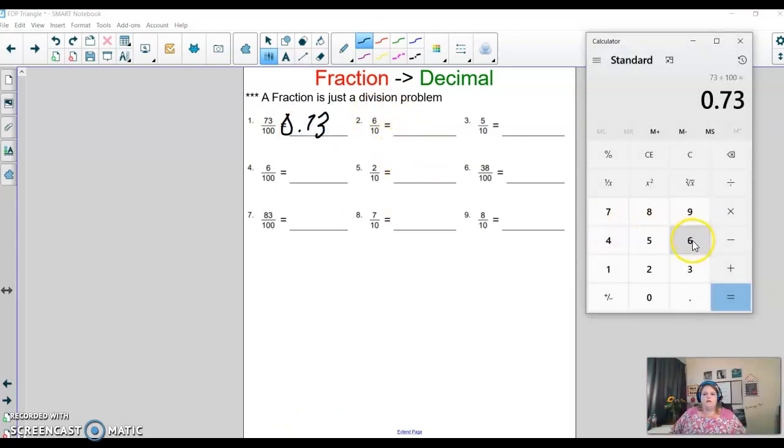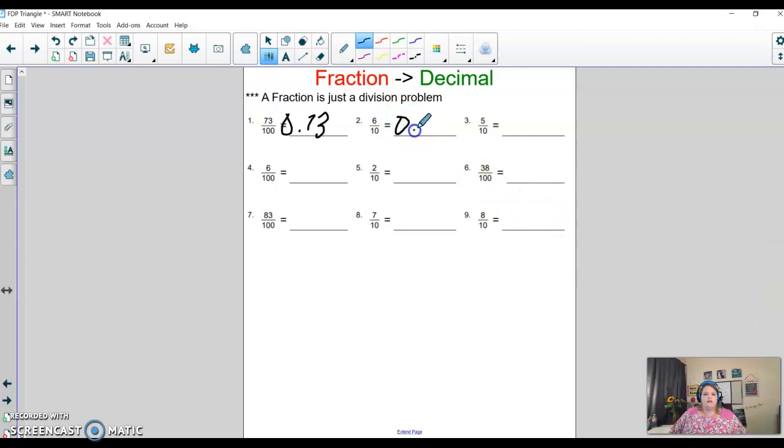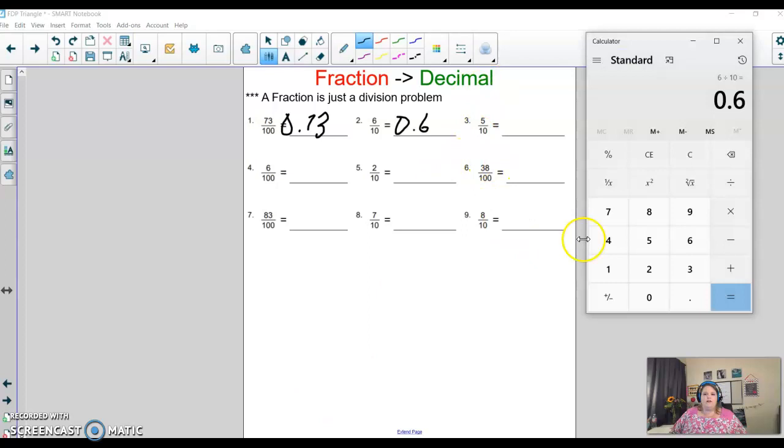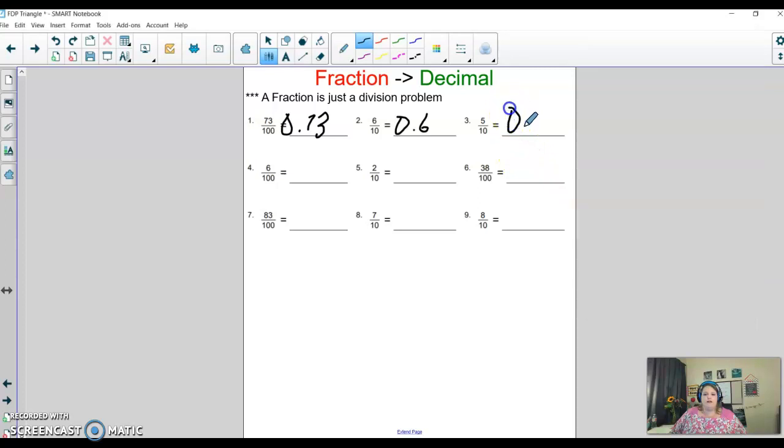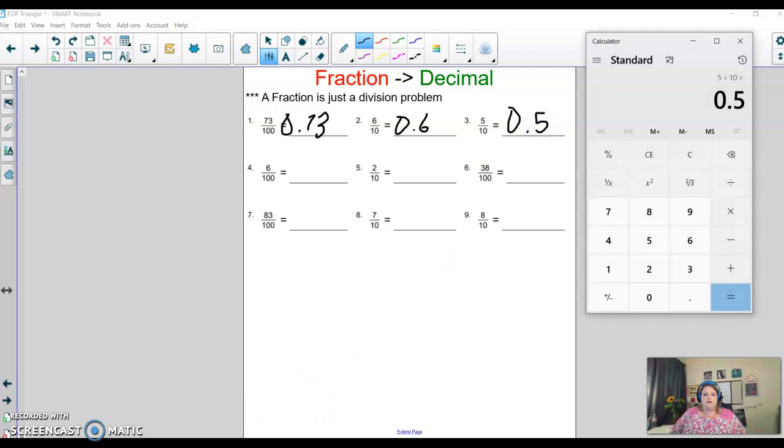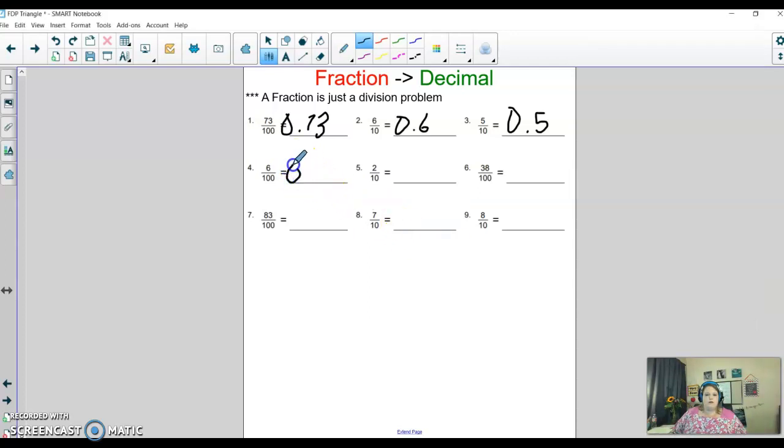6 over 10 would just be 6 divided by 10, which equals 0.6. 5 over 10 would be 5 divided by 10, which equals 0.5. Just continuing the process, top divided by bottom. 6 divided by 100 is 0.06.